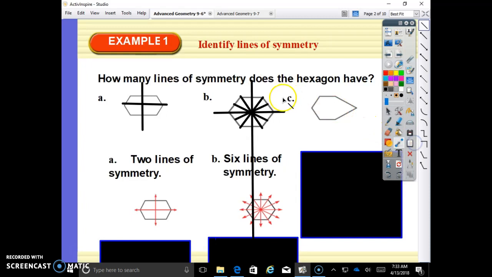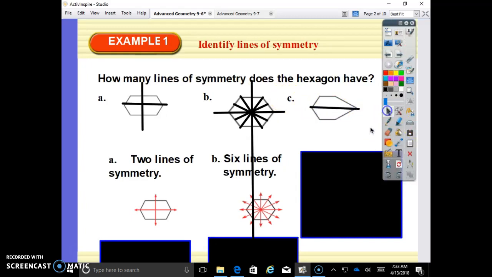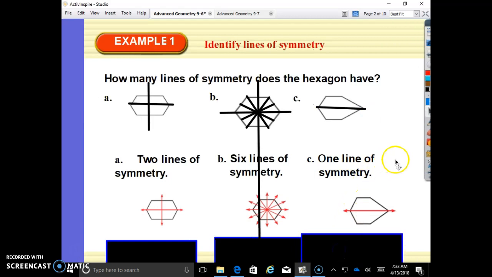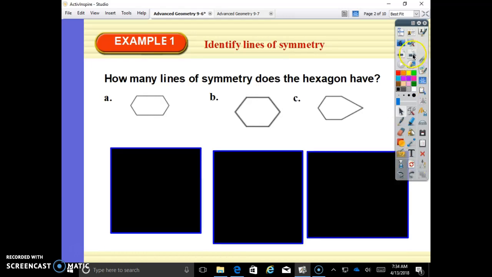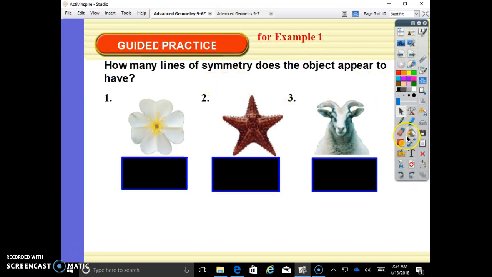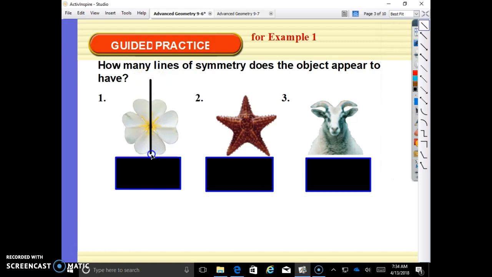How many lines do you guys think it is? Just one? Nope. If I fold the piece of paper exactly on the line, it'll be perfectly on top of each other on any line of symmetry. So over here, how many lines of symmetry? How about 1? What else? 2, 3, 4. Anything else?